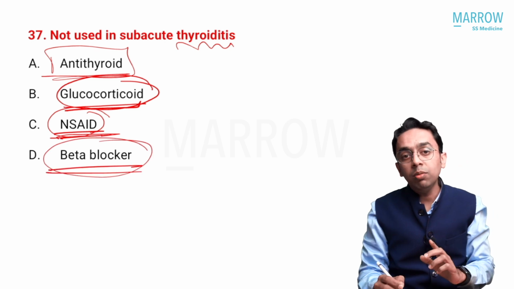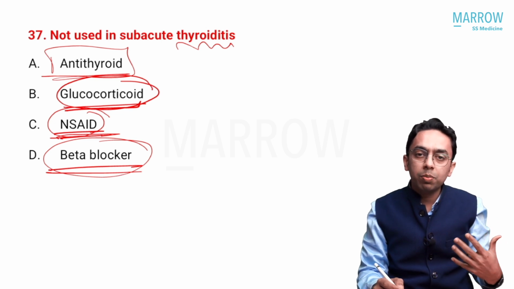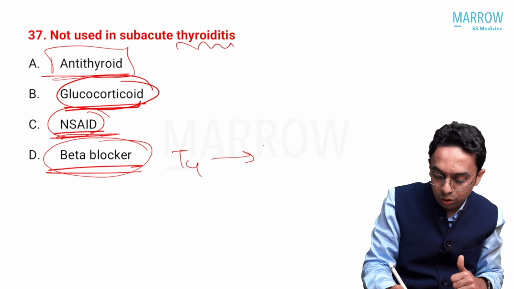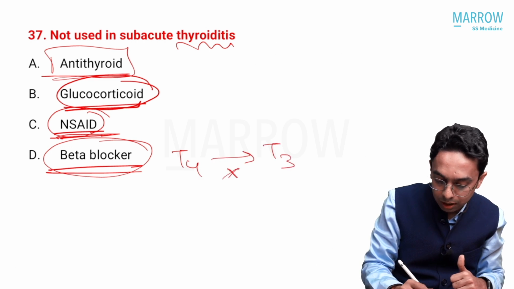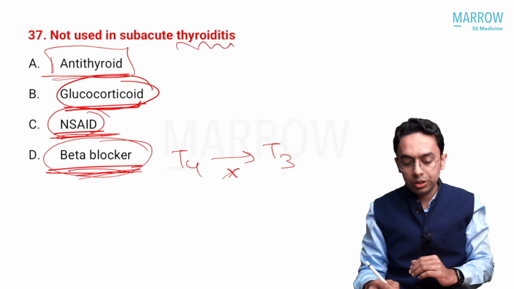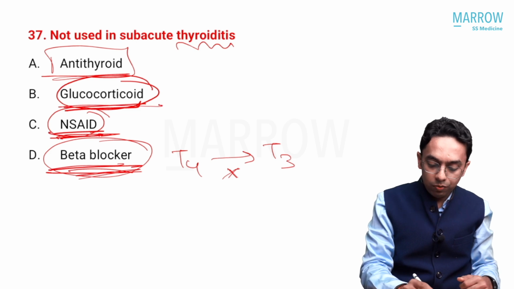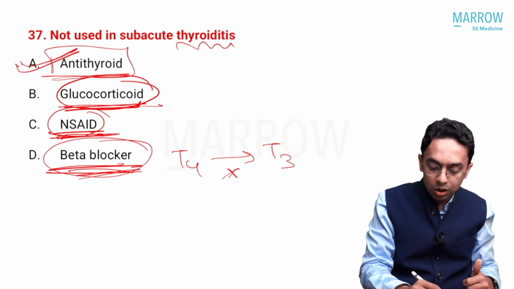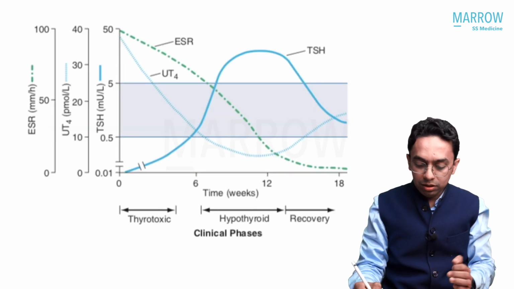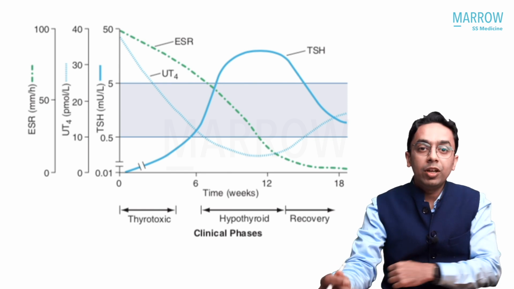Beta blocker, why is it given? Because this will help them symptomatically. All those tachycardia, palpitation that the patient is having will benefit. Also, T4 to T3 conversion is inhibited by beta blocker. So that is again very important. This will help our patient. So beta blocker we do give, NSAID we do give, glucocorticoid is also given, but antithyroid drug is not to be given in subacute thyroiditis. This graph you must have seen. It's seen at various times.